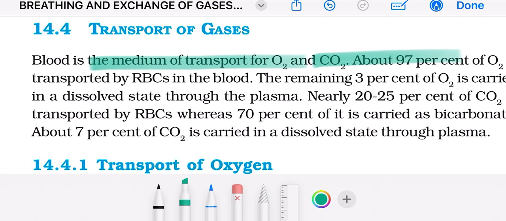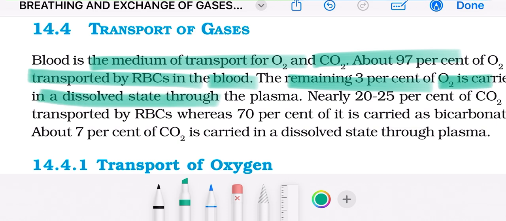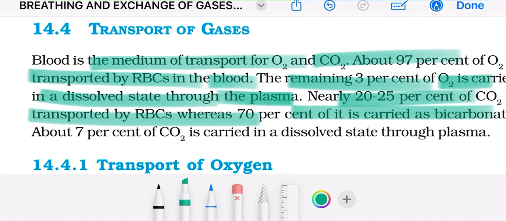About 97% of oxygen is transported by RBCs in the blood. Remaining 3% of oxygen is carried in dissolved state through plasma. Nearly 20 to 25% of carbon dioxide is transported by RBCs, whereas 70% of it is carried as bicarbonate. About 7% of carbon dioxide is carried in a dissolved state through plasma.